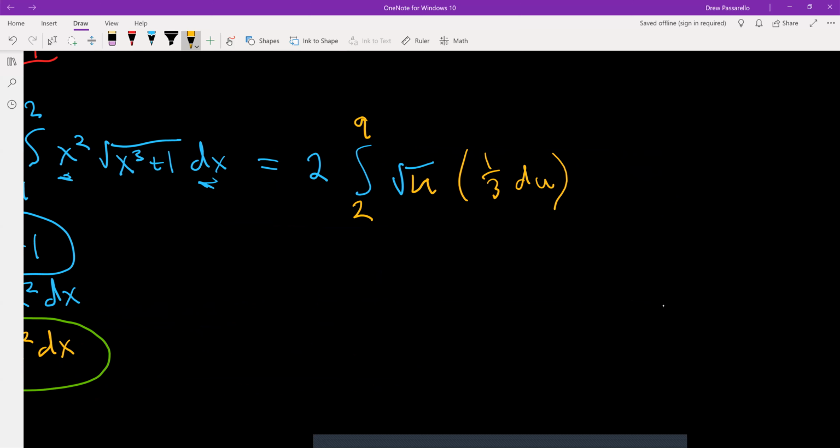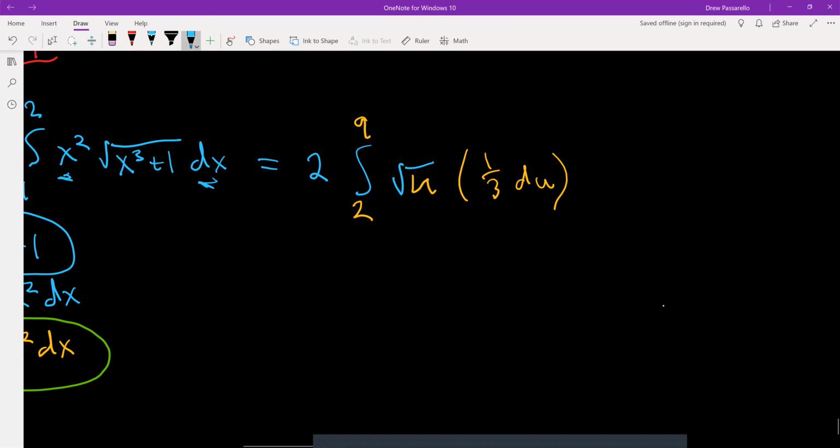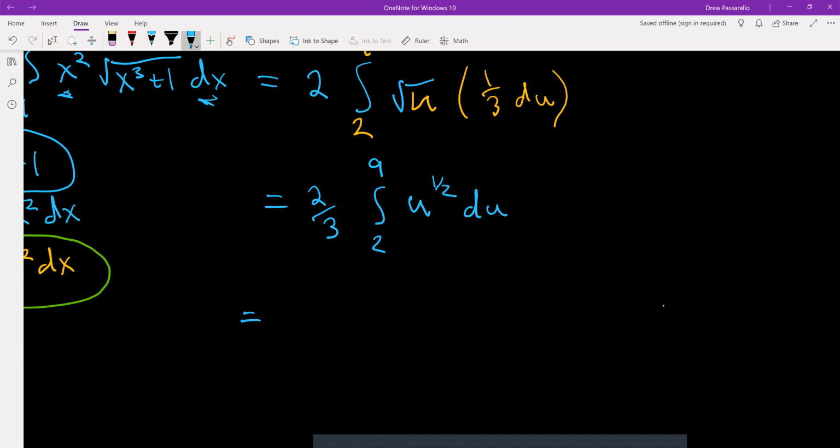Now I'm going to factor out a third, but then I have the 2 in front, so 2 times the third is 2/3. So I have 2/3 times the integral from 2 to 9, and I'll write square root of u as u to the 1/2, and then du, and then I just integrate. That's going to be 2/3 times u to the 1/2 plus 1, divided by 1/2 plus 1. And then my limits are 2 and 9.